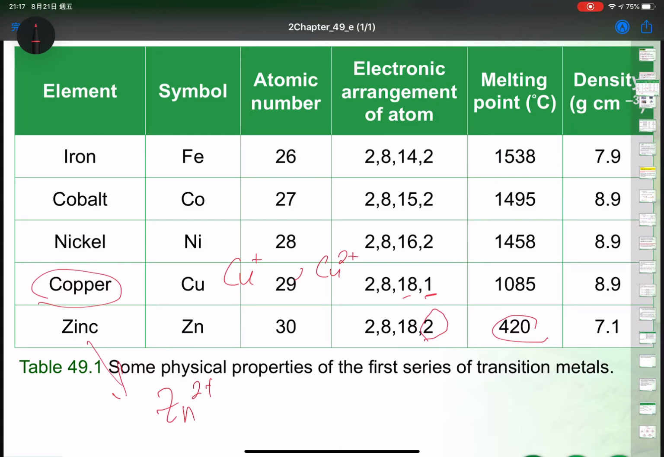Okay, so for iron, you can see iron 2 plus, but if you remember, there is also iron 3 plus. So one of the electrons from the inner shell will donate. So this is not fixed for transition metals. The concept is not like our main group elements.